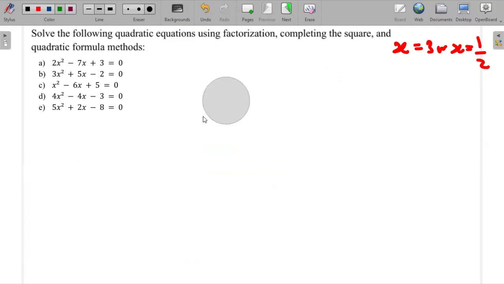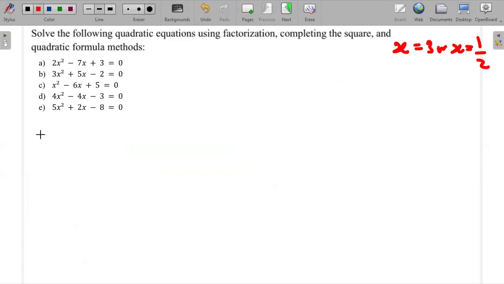All right, so now let's look at completing the square. Guys, pay attention, because this is where most students have challenges. Completing the square is very simple. You just have to follow the rules that I'm going to tell you, then you are good to go.